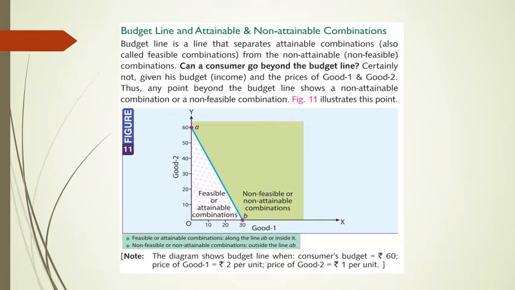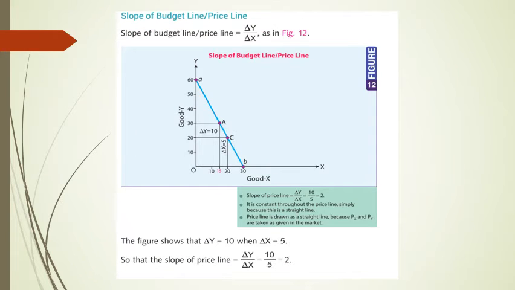Now, budget line and attainable and non-attainable combination. Any point on the budget line or within the budget line indicates the attainable combinations, whereas any point beyond the budget line shows non-attainable combination or non-feasible combinations. That is, these combinations cannot be purchased. His income does not allow to purchase those combinations.